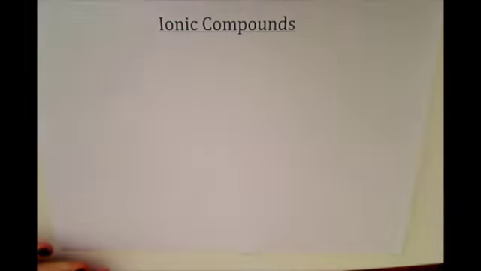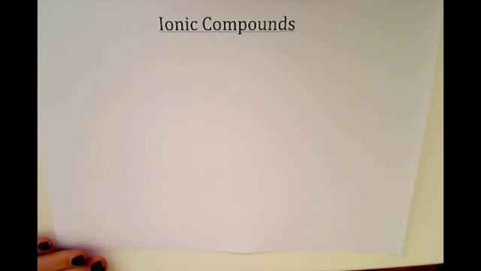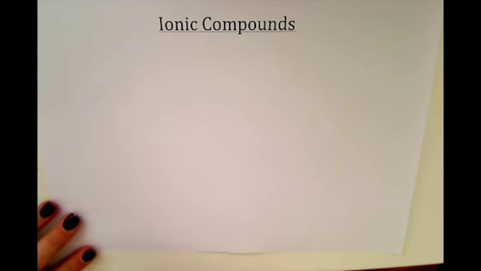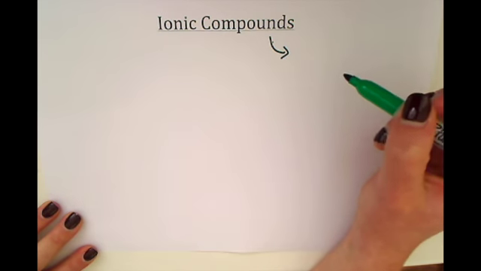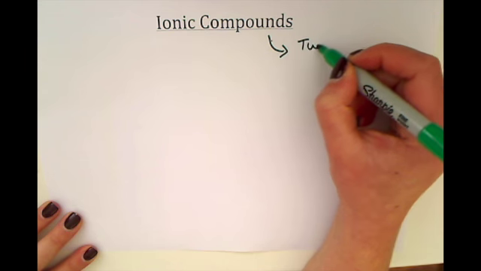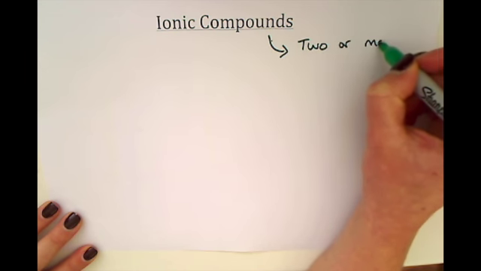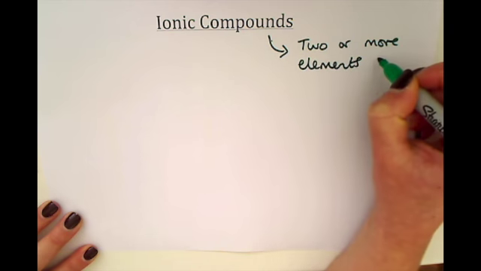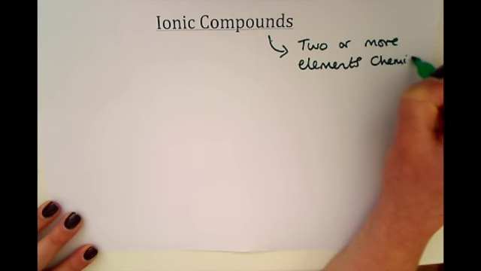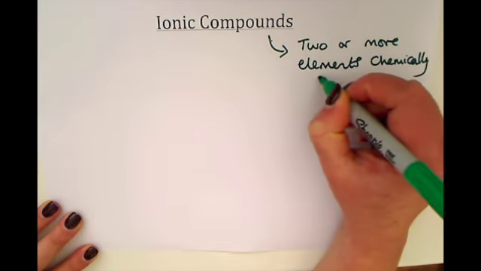This video is about ionic compounds. In the previous video we looked at what ions were and how to draw ions, and this time we're looking at how these ions would bond together to make a compound. Now, a compound itself is when two or more elements chemically bond or chemically combine.